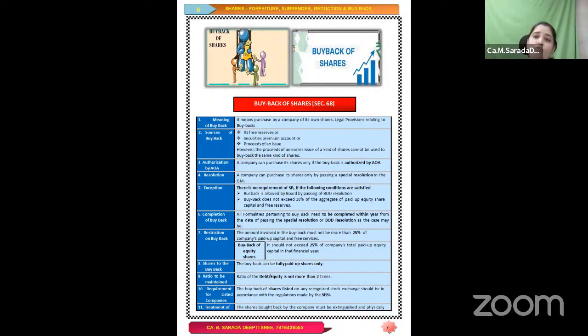Maximum how much can the company go for buyback? 25% of paid up share capital and free reserves. It cannot buy back all 100% of equity shares. Okay, it can only go for 25%. In that 25% also, the company up to 10%.